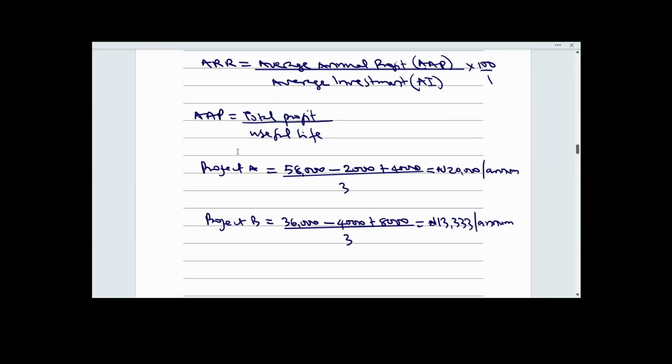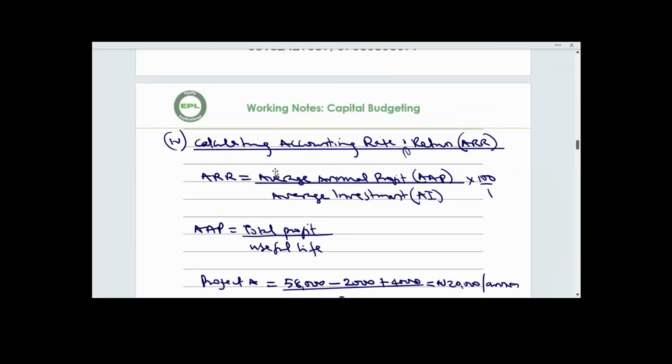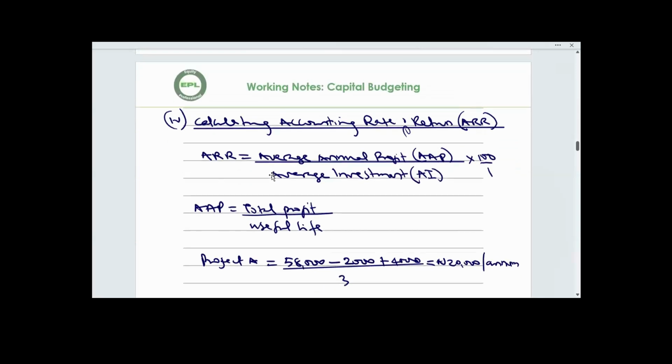So instead of me using a table, you can only use a table when you have cash flow. Table will be better if you want to convert cash flow to accounting profit, but since you already have the accounting profit, no need to use the table. Do it the way I've done it. Now we have just done average annual profit. Let's do average investments.